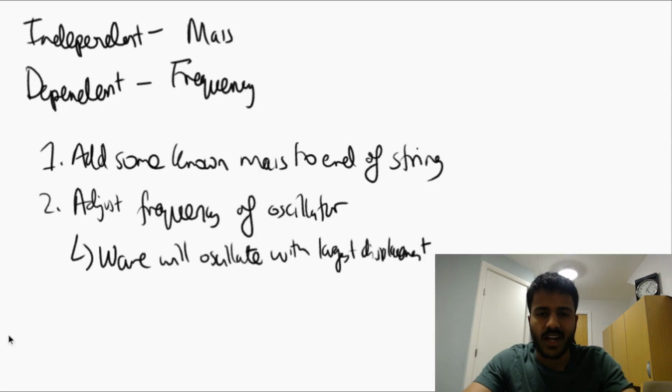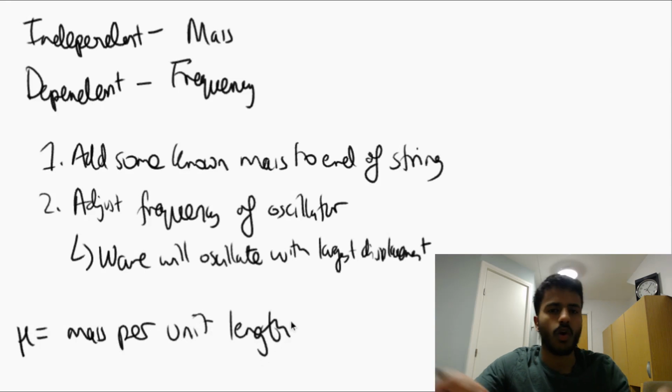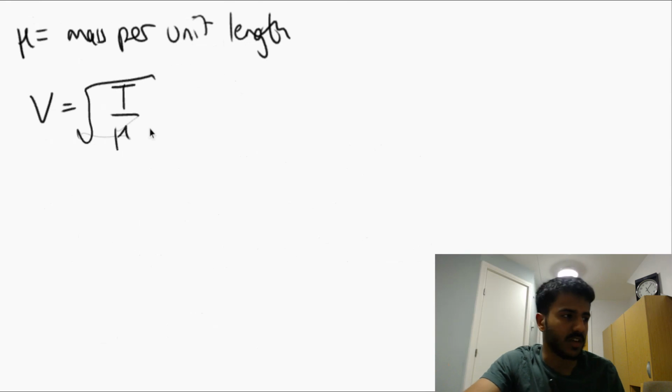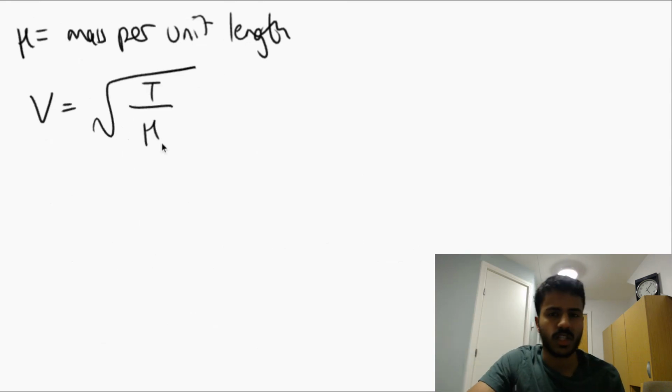What you're trying to find out in this experiment is the linear density of the string, or what that means is the mass per unit length of the string, and it's denoted by this Greek letter mu. And the equation for this is given by v, which is the speed at which the wave moves, is equal to the square root of the tension over the mass per unit length.